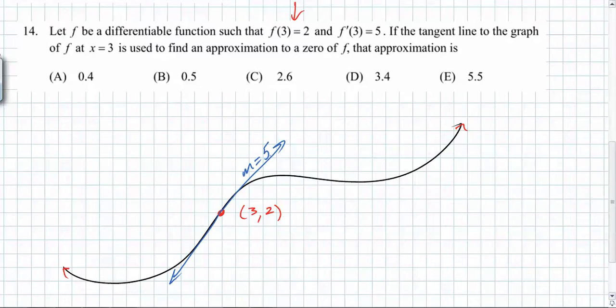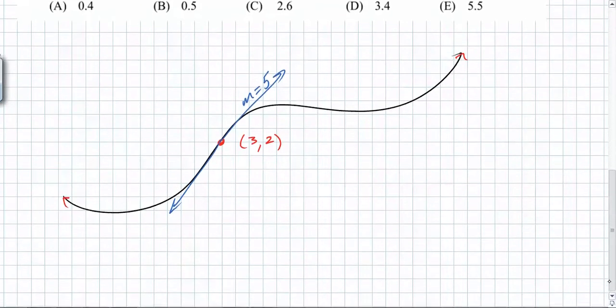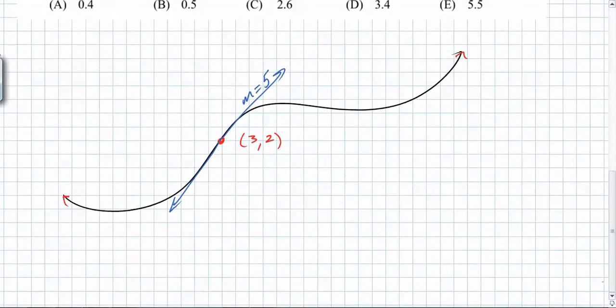5. If the tangent line to the graph of f at x equals 3, which is that tangent line I just drew, is used to find an approximation of a zero of f, find that approximation. So what are you using that to do then? What's going on here? Write an equation for that line. Right. So what is the general form? What's the form that I want you to use when writing the equations of lines in calculus?